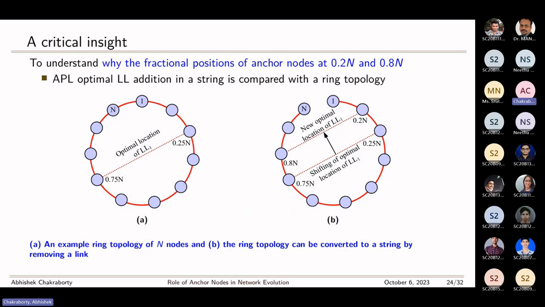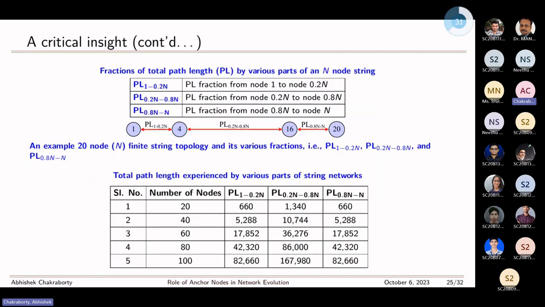Now, why has such shifting happened? When we try to identify any reason behind that, we found that if we look at the path length segments between 1 to 0.2n, then 0.2n to 0.8n and 0.8n to n, and how much each of the fractional locations is contributing to generate the total path length.